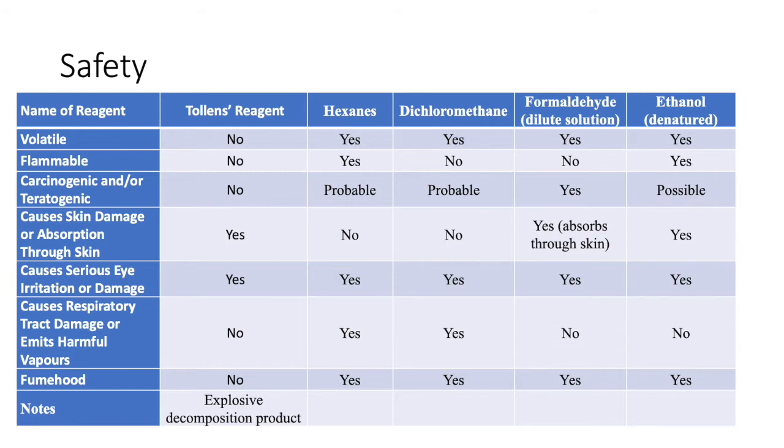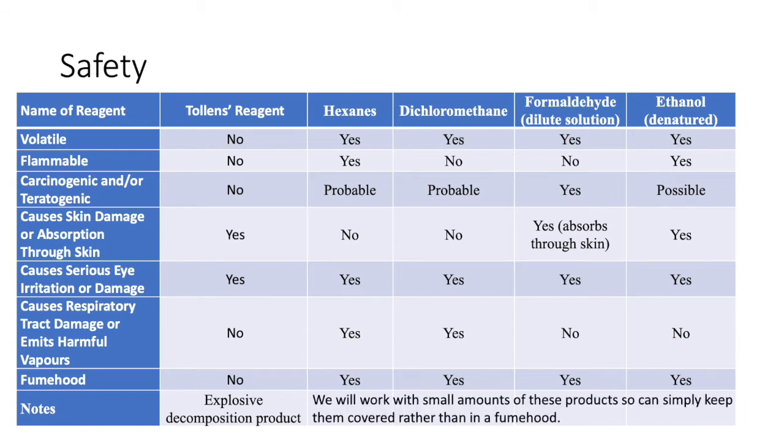Now, according to our guidelines, many of these chemicals would require the use of a fume hood because they're both volatile and can cause harmful damage to the respiratory tract. However, the volatility of many of these reagents is fairly low, which means they're not that volatile. And that volatility is further reduced because many of the solutions that we'll be working with are quite dilute. For these reasons, you can work with small amounts of the products on the bench top, so long as you keep them covered whenever they're not in use.